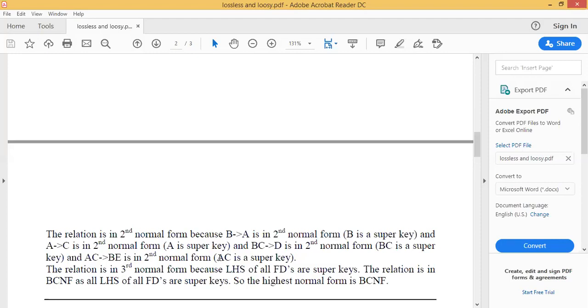The relation is in third normal form also because the LHS of all functional dependencies are super keys, and the relation is also in BCNF, Boyce-Codd normal form, as the LHS of all functional dependencies are super keys. So here the highest normal form is BCNF.